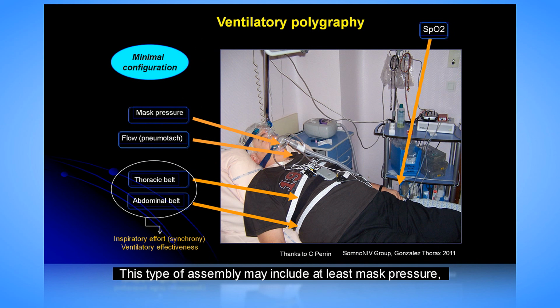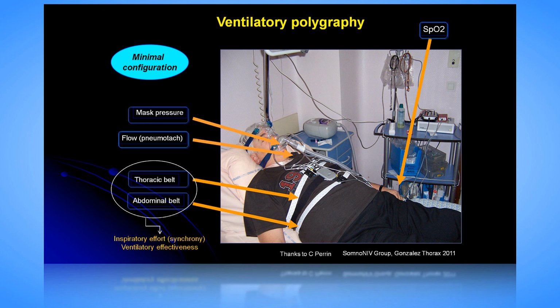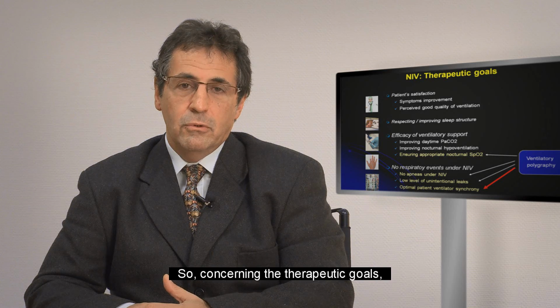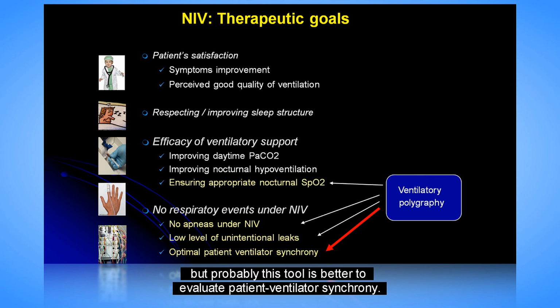This type of assembly may include at least mask pressure, flow as measured by an external pneumotach, and thoracic and abdominal belts that allow us to evaluate not only patient inspiratory effort but also ventilatory effectiveness and oxygen saturation. Recently, some recommendations were published about monitoring non-invasive ventilation by using ventilatory polygraphy. So, concerning the therapeutic goals, ventilatory polygraphy allows us to evaluate almost the same elements compared to built-in monitoring devices, but probably this tool is better to evaluate patient-ventilator synchrony.